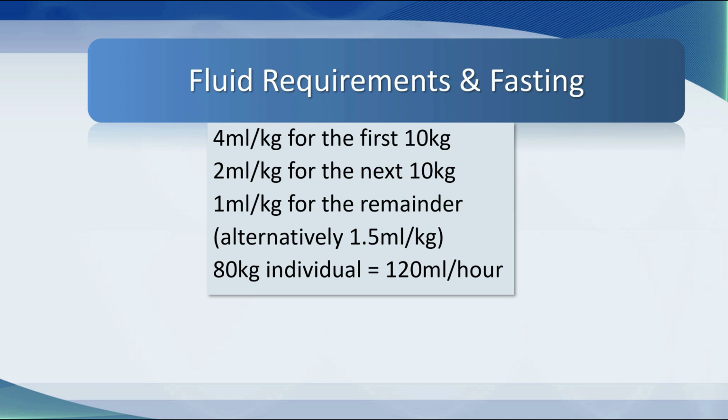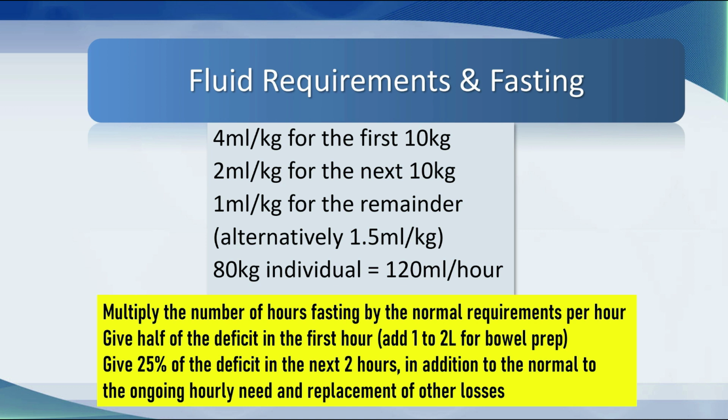Again, if this is maintenance fluid, it should be hypotonic. If it's resuscitation fluid, it should be isotonic. But of course, the patient has been fasting, and there's all kinds of ways of calculating that out. The classic way is to multiply the number of hours fasting by the normal requirements per hour. You give half of the deficit in the first hour. You might add a litre or two for a bowel prep, and then you give 25% of the deficit for the next 2 hours, in addition to normal or ongoing hourly need or replacement of losses. Remembering that those fasting losses are principally water, they're not salt solutions, and that's why it becomes a little bit problematic that you're replacing water loss with really dense salt solutions.